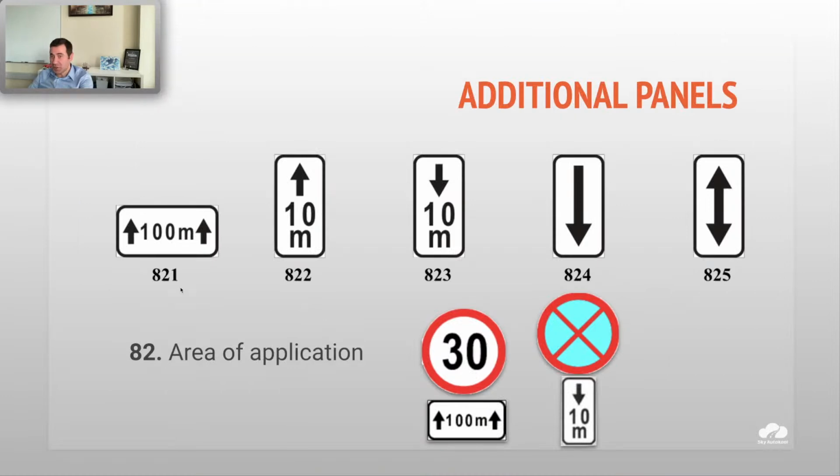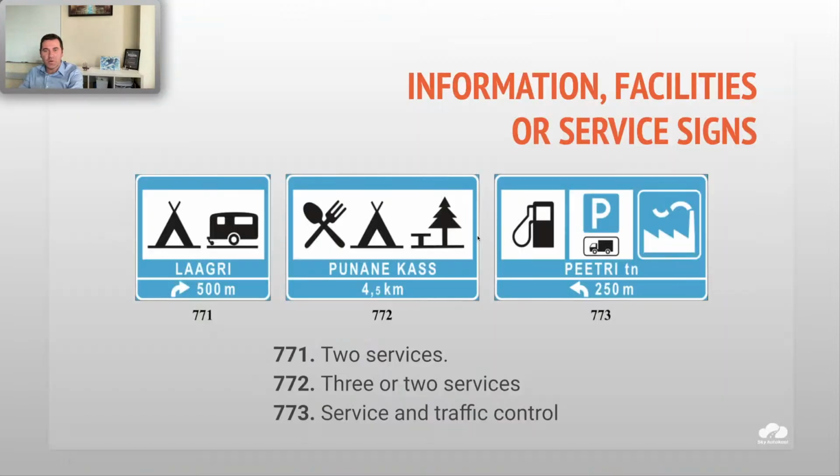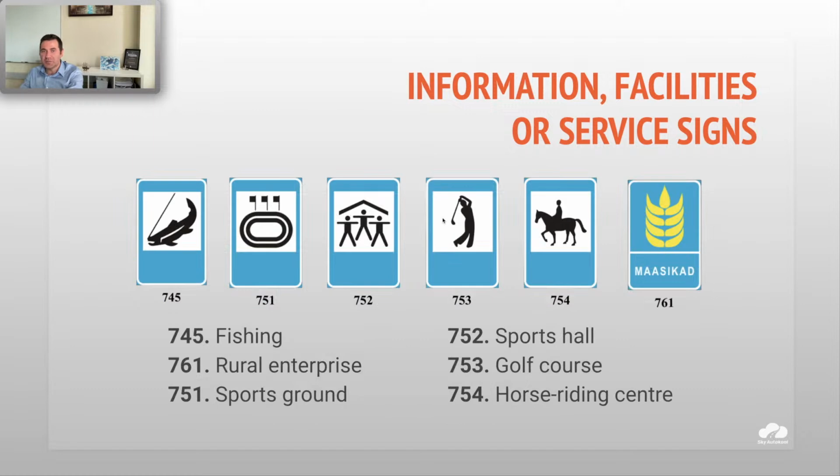Okay, now the additional panels. But before we go, I ask you if there are some questions about these information signs. These are quite logical and quite easy to read. Maybe some of this information may be confusing, but in general, what you need to know is that it's simply informing you about some place. So if you are looking for something specific, you can find the direction from the sign.